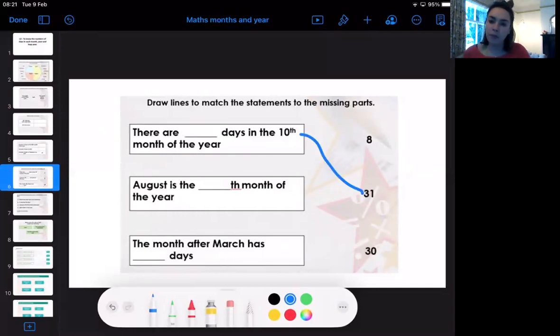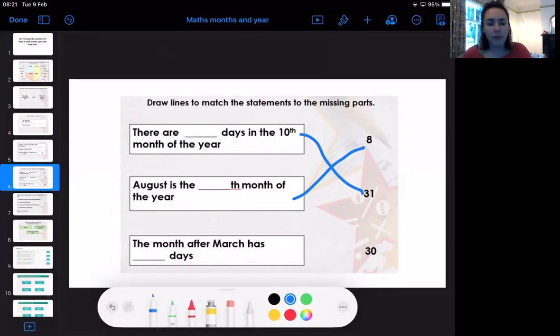August is the month of the year. Let's count and see when August comes. January, February, March, April, May, June, July, August. August is the 8th month of the year. Therefore, I can make a really good guess that 30 is going to be the answer to the last one, but let's use our knowledge just to check that we've got the right answer.